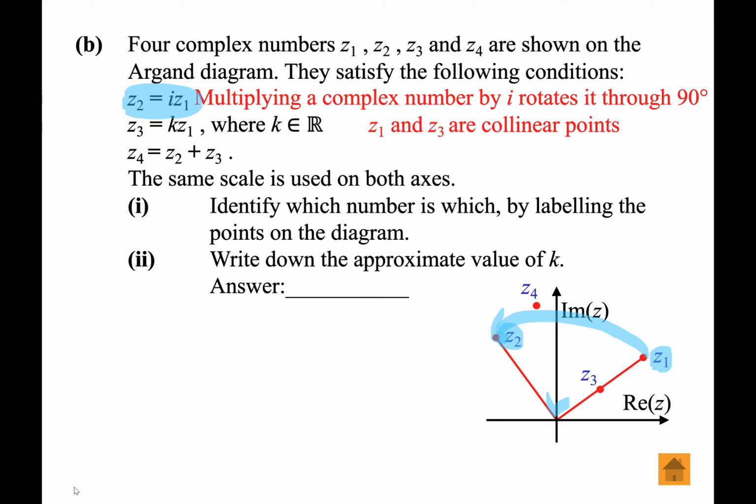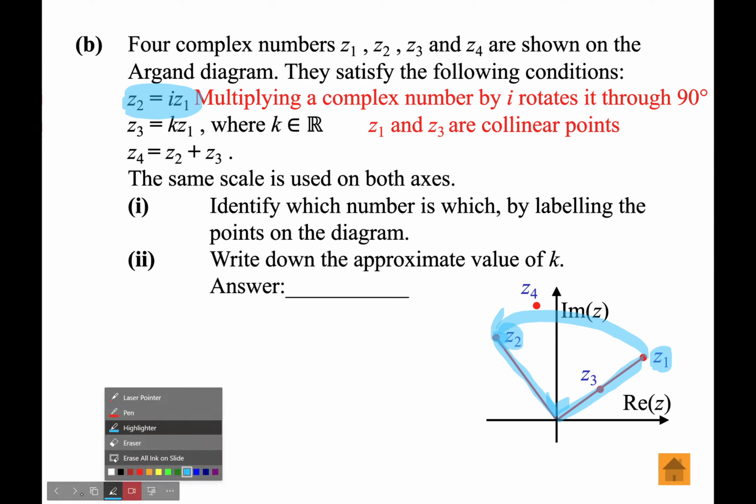Now, why I'm sure it has to be those 2 points is because they are the same distance from the origin. So once you multiply Z1 times i, you get Z2. The distance to the origin is the same. You are in a different quadrant. You've rotated 90 degrees anti-clockwise.